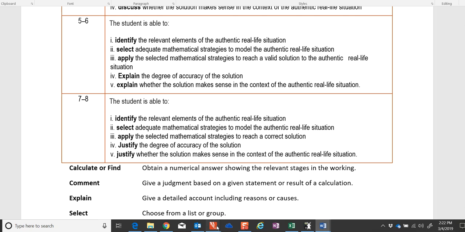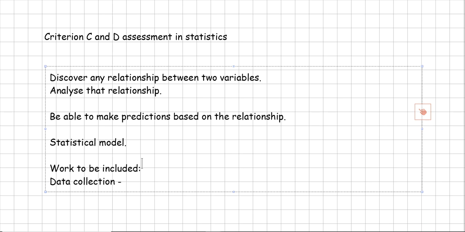So at the point of your data collection, what could you do at that point? You can definitely justify something there, can't you? Is your data reliable? Okay. How could you talk about that? What do I mean by is it reliable?